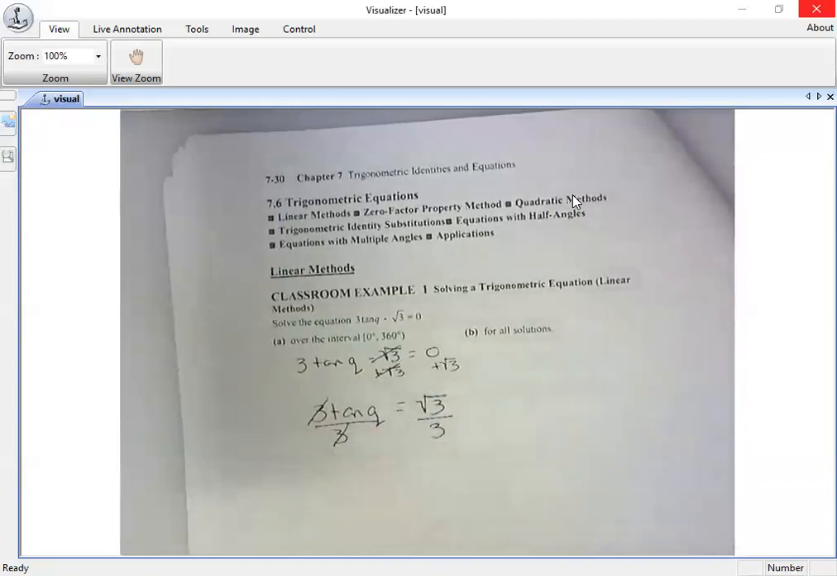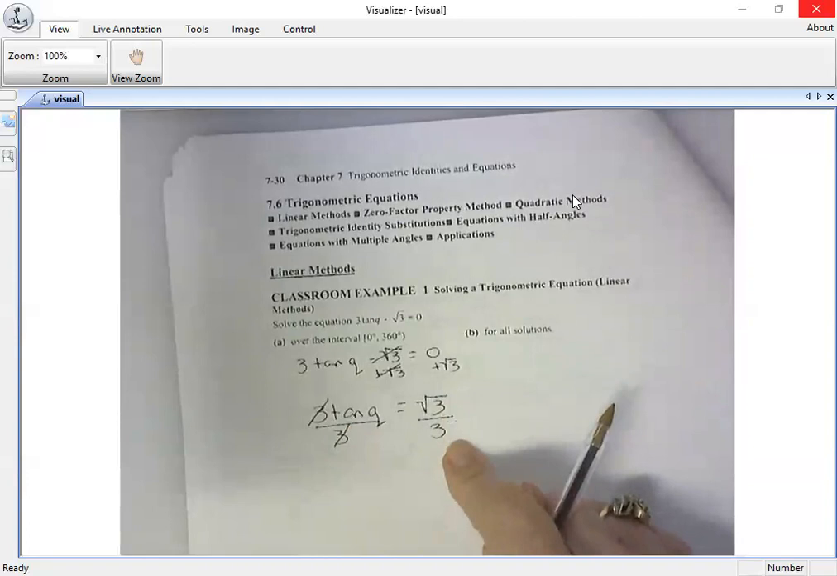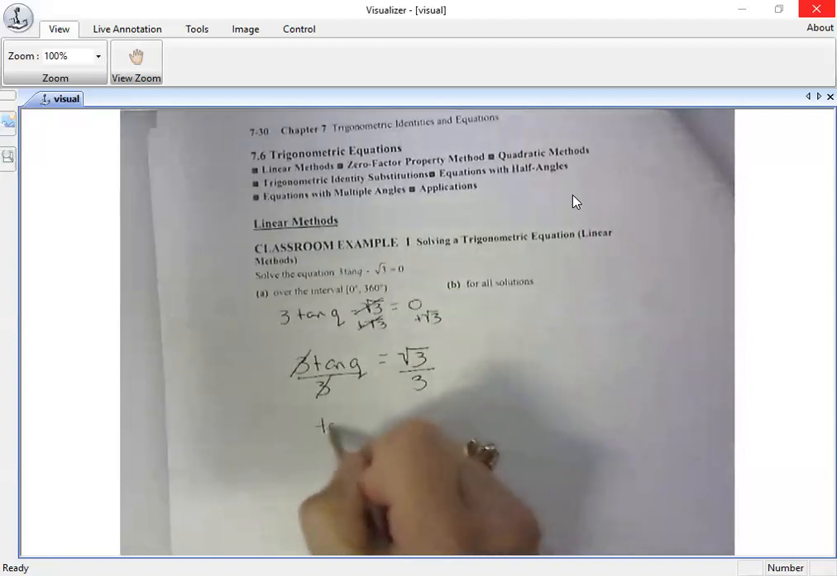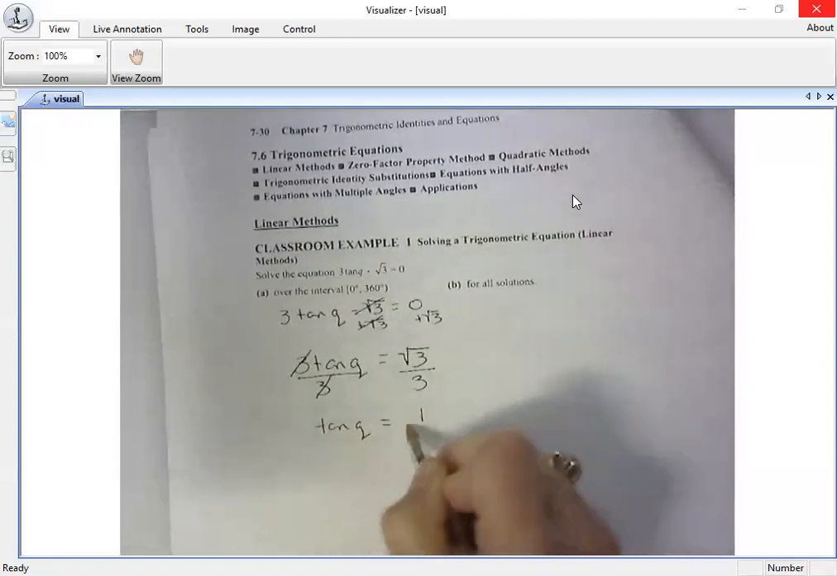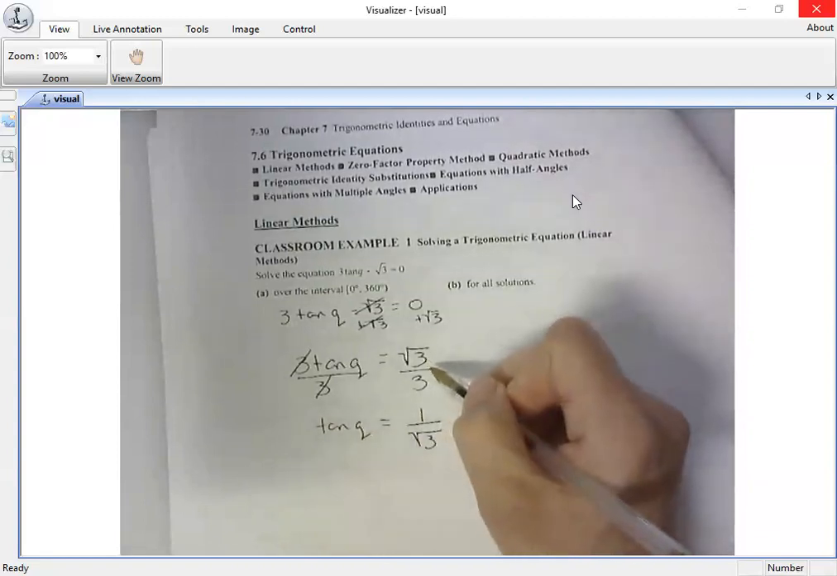Okay, so now it says the tangent of angle Q is equal to the square root of 3 over 3. Is there anything about the square root of 3 over 3 that looks familiar? What does this look like? Maybe this was rationalized, which before it was rationalized, it would have been what? Okay, very good. The tangent of angle Q could be thought of as 1 over the square root of 3, because when it was rationalized, that's what turned it into this.